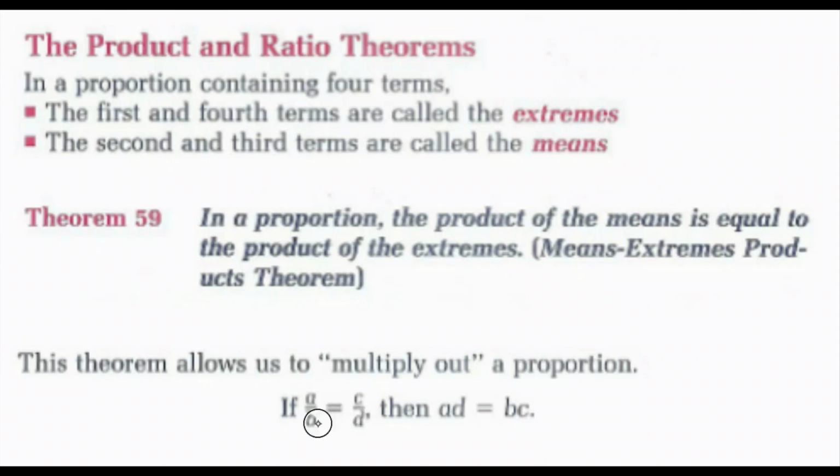Now, again, cross multiplication is just a trick. What's really happening is we're multiplying both sides by our denominators. So if I were to multiply both sides by bd, then b would get eliminated on my left side and d would get eliminated on my right side, leaving a times d is equal to b times c.